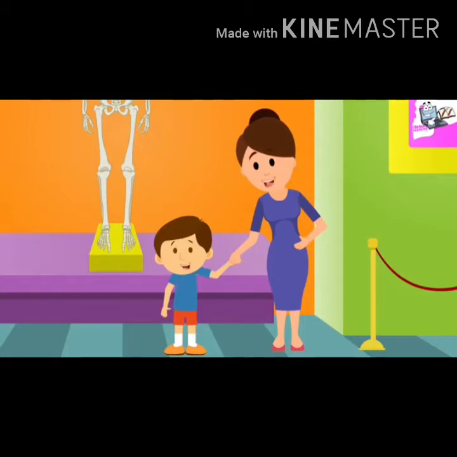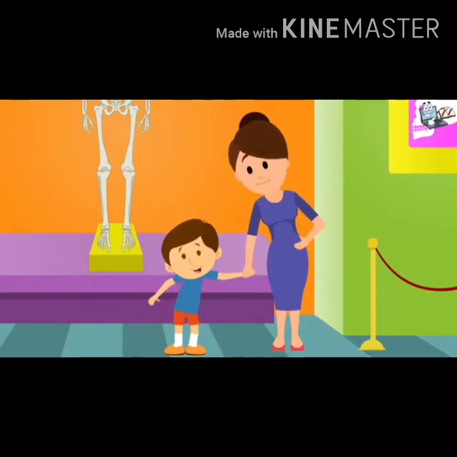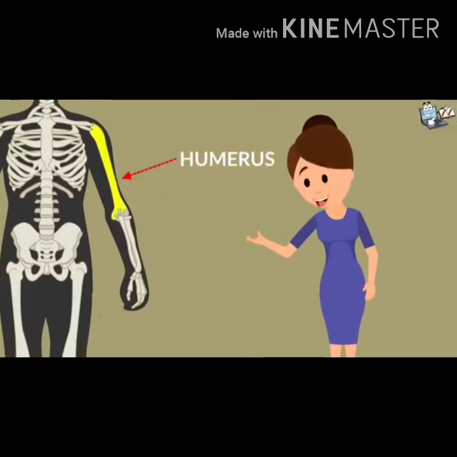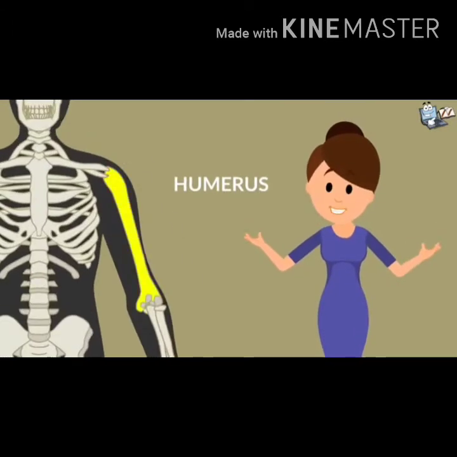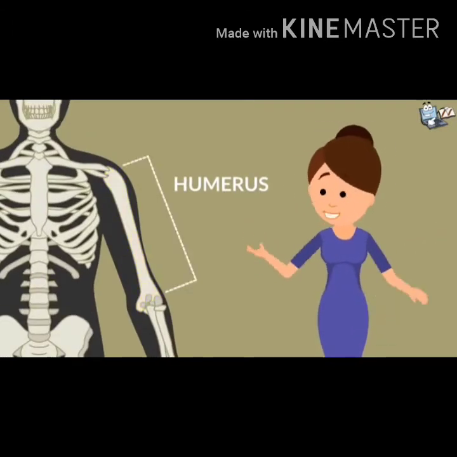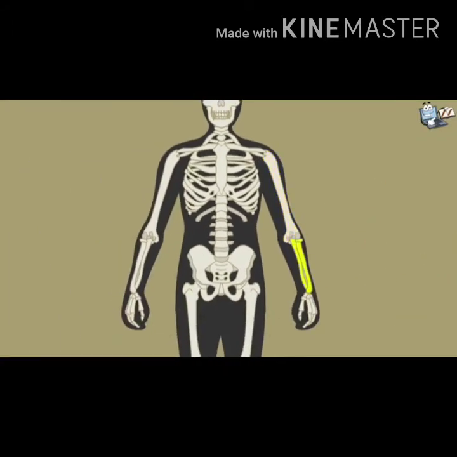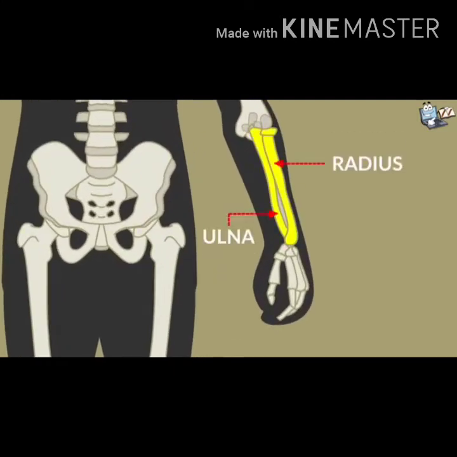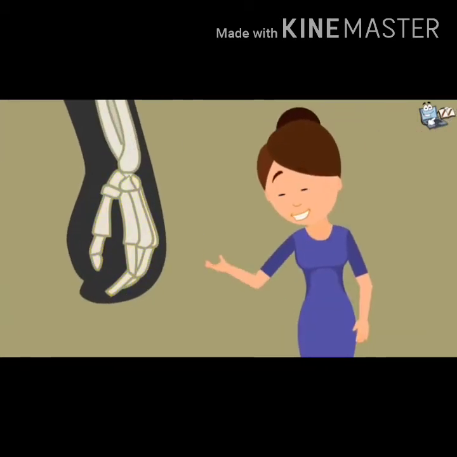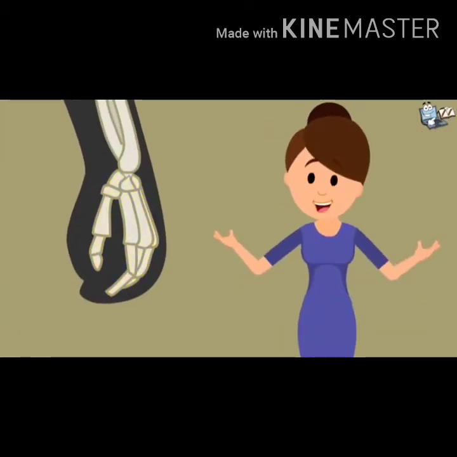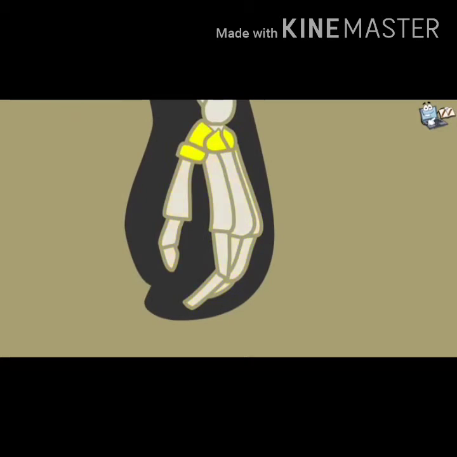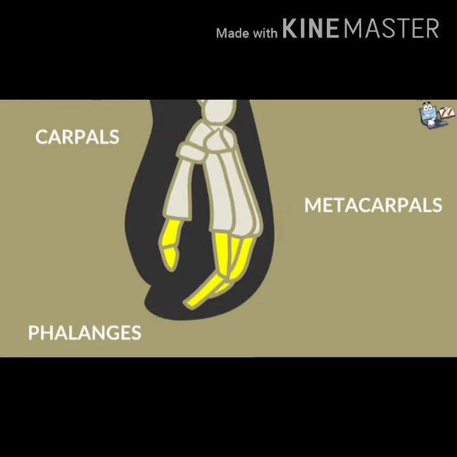Now, look at the bones of the hand. This bone in the hand is called the humerus, the long bone of the upper arm extending from the shoulder to the elbow. There are two more long bones in our hands, radius and ulna. They form the lower arm. And these bones in the palms, these over here, are called the carpals, metacarpals, and phalanges.